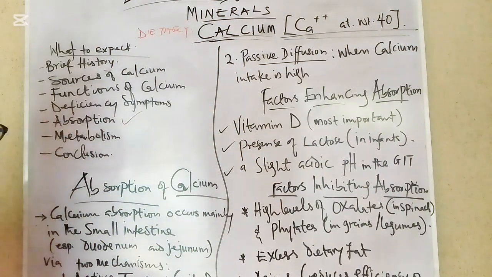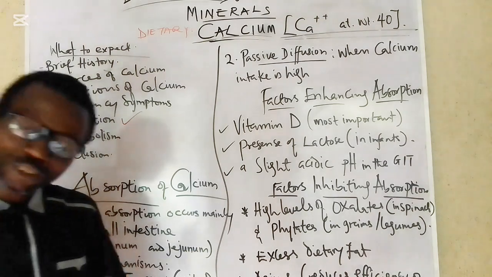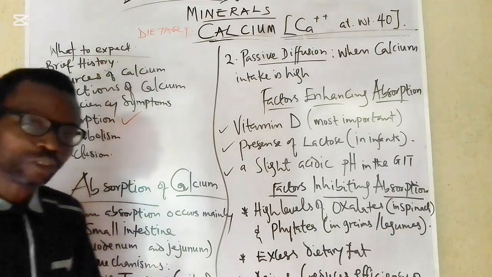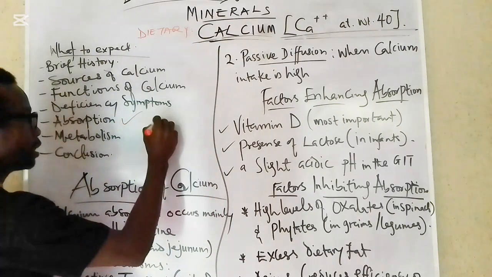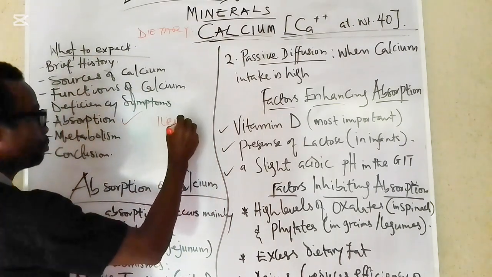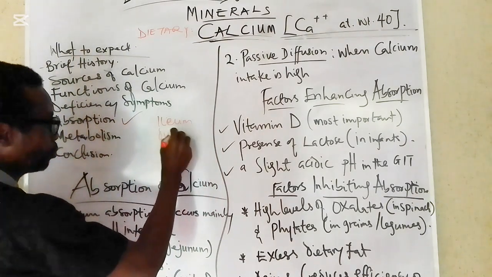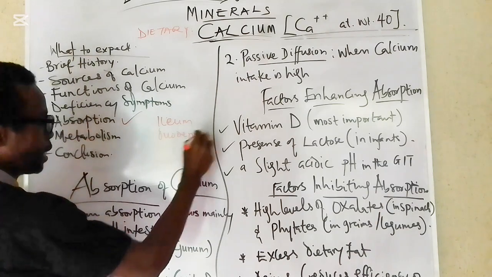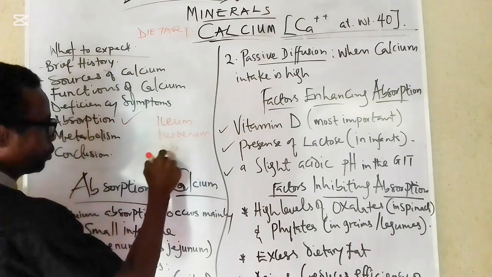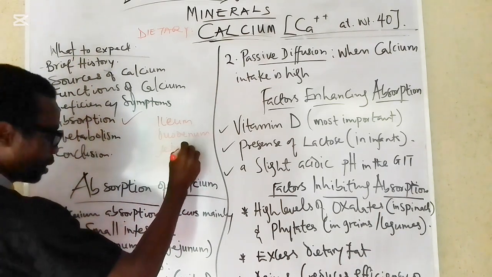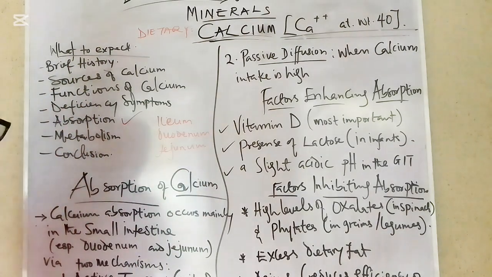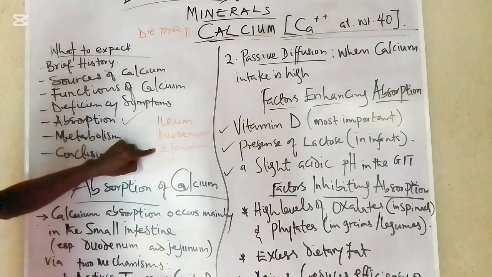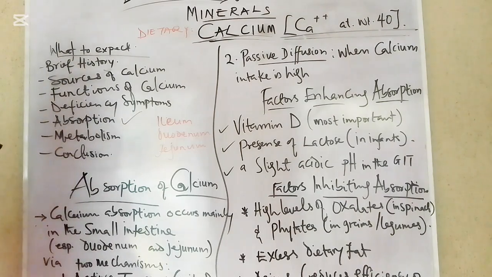Calcium absorption occurs mainly in the small intestine, the jejunum and the duodenum apart. The small intestine has three compartments: the ileum, the duodenum, and the jejunum. So these are the parts. Absorption occurs in these two parts, calcium absorption.